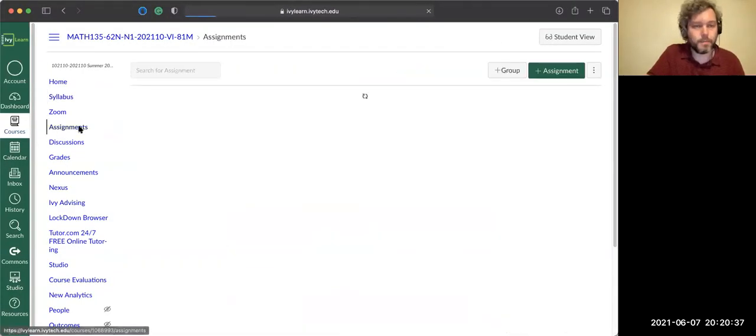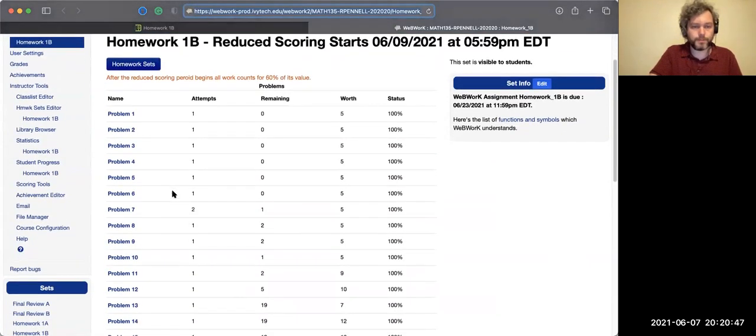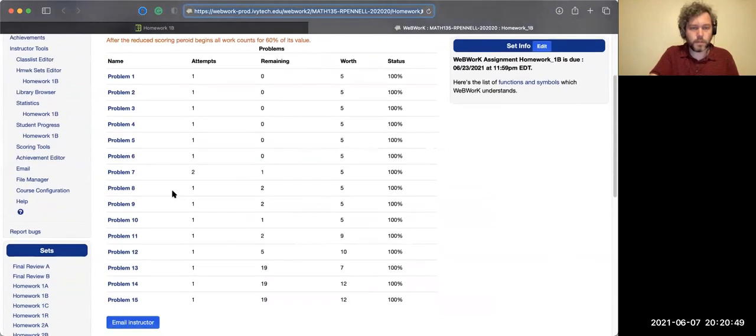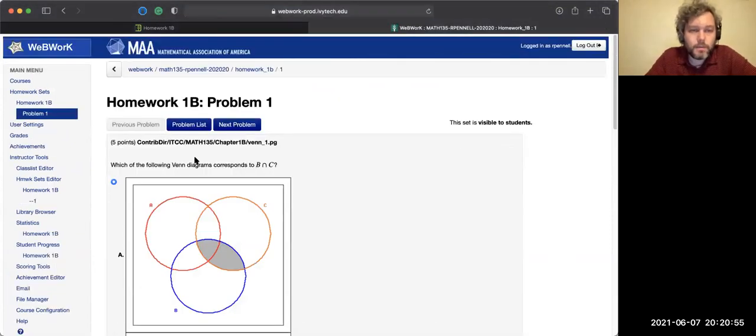So we go to assignments, and I want to look at homework 1B here. Open section 1B. 15 questions. Let's see what we can find. Okay. First question is asking which of the following corresponds to B intersects C.